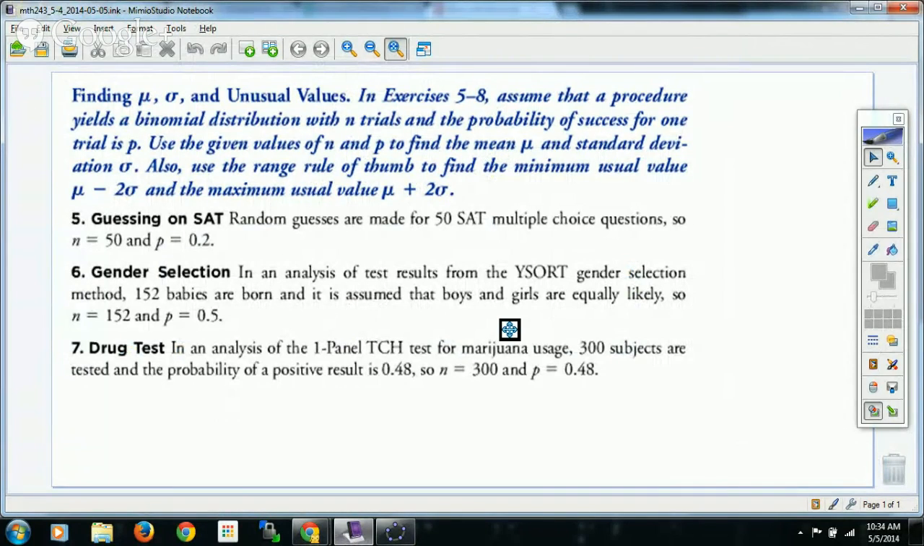So take a look at number 7. We're supposed to find the mean, standard deviation, and according to the range rule of thumb, if we look 2 standard deviations on either side of the mean, that should contain 95% of the values if it's normal. If otherwise, Chebyshev says what, Taryn? Right, 75%. So it's going to be somewhere in there.